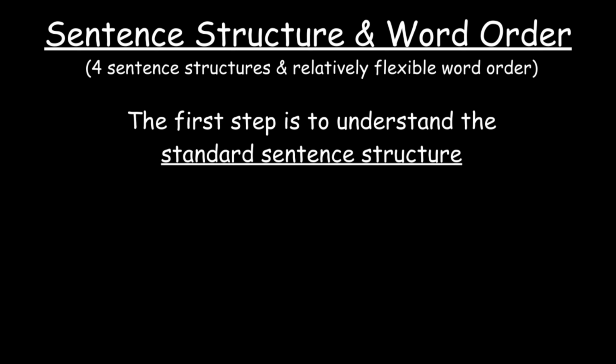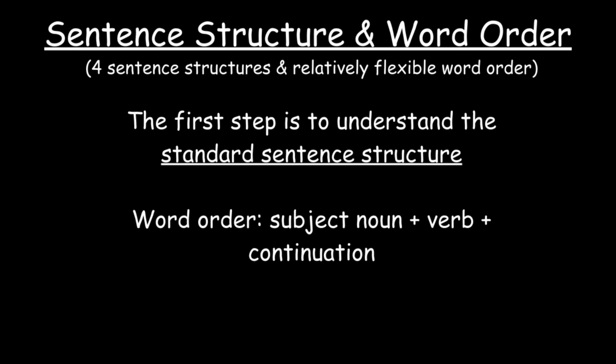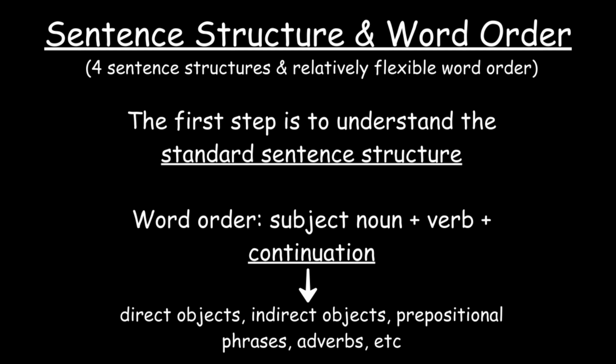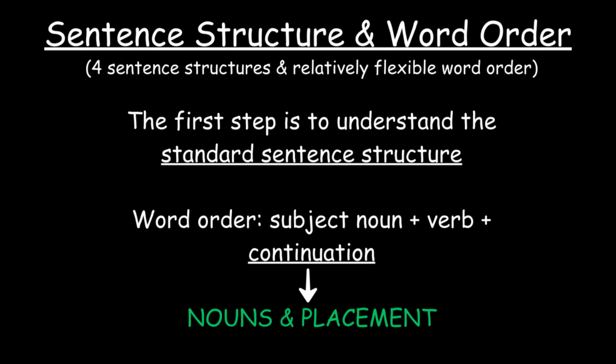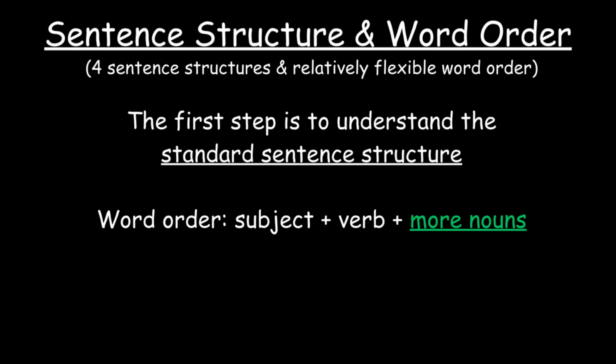The standard sentence structure is a default pattern, consisting of a subject noun, a verb, and a continuation. The continuation can be direct objects, indirect objects, prepositional phrases, adverbs, etc. While the continuation can be anything we say, in German, we will focus on nouns and their placements. In other words, the default pattern is a subject, a verb, and more nouns.